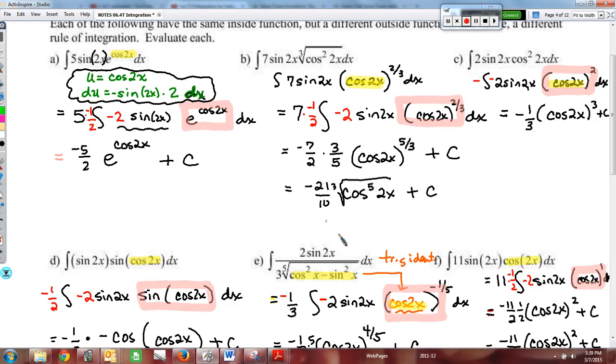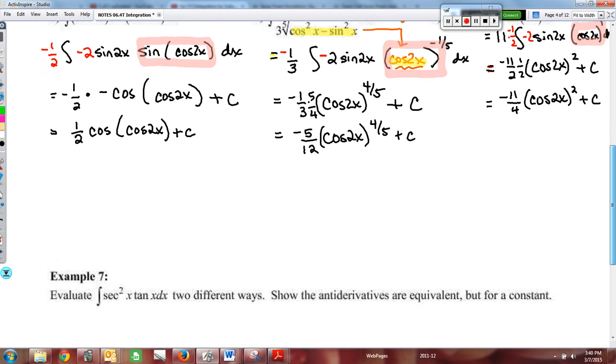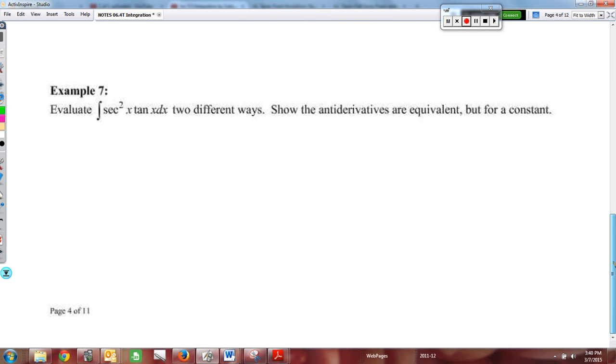So we did several examples last video where we had an inside function that was cosine of 2x, and then we were looking for the derivative of our inside function, negative 2 sine of 2x dx, and we worked through several examples where we saw that. Now, what we want to do is show you a little bit more.